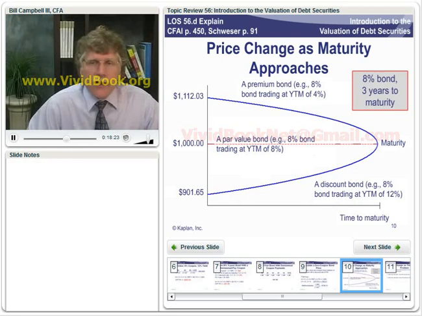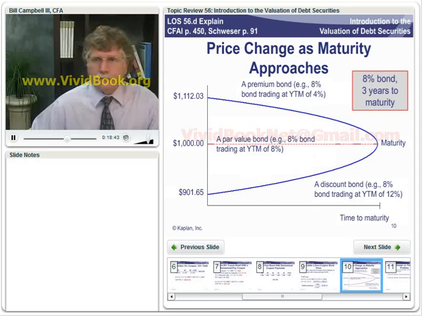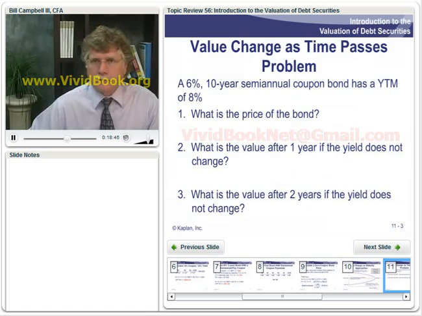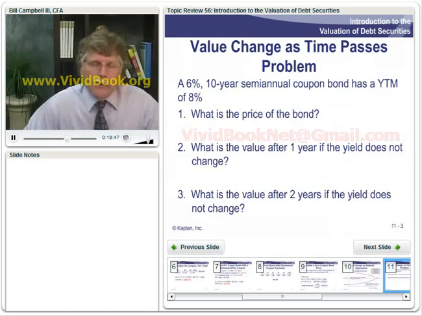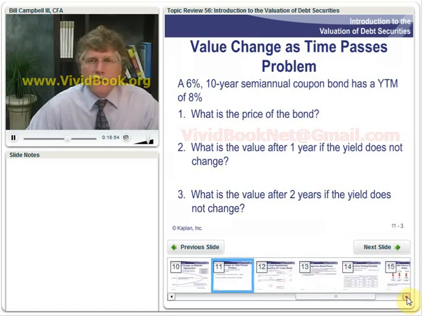This effect is what we refer to as the pull toward par. As time goes on, even if nothing else changes, the value of the bond gets pulled to the par value, so that on the day that the bond matures, the value is par, $1,000. Let's take a look at a problem. What is the value change as time passes? Nothing else is happening. The only thing that's happening is that time is passing.